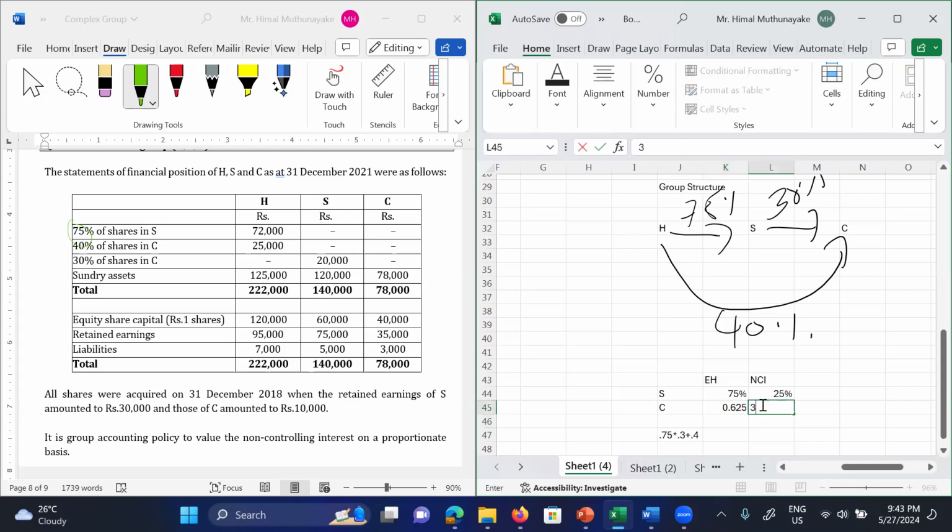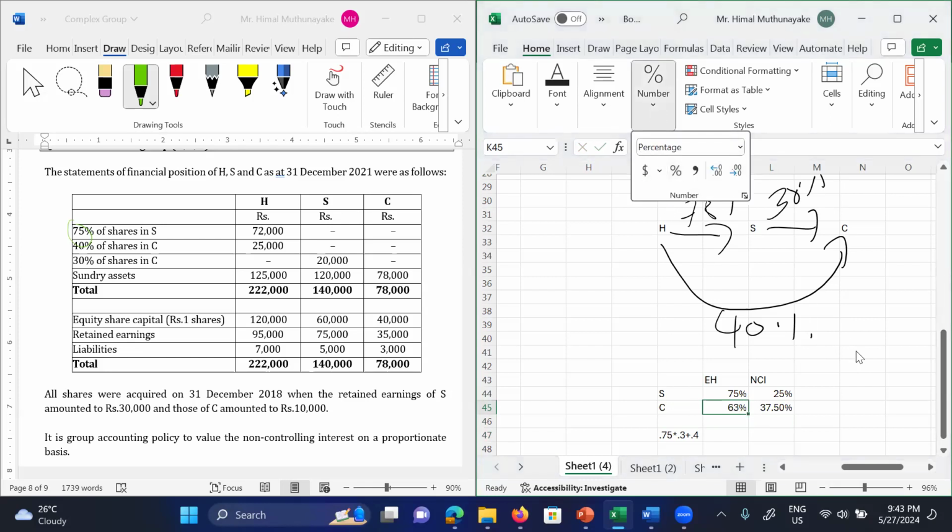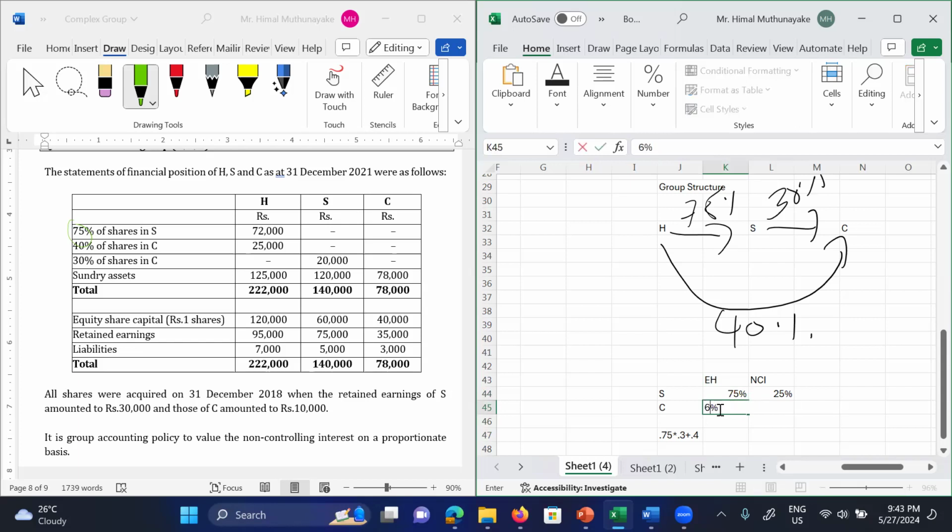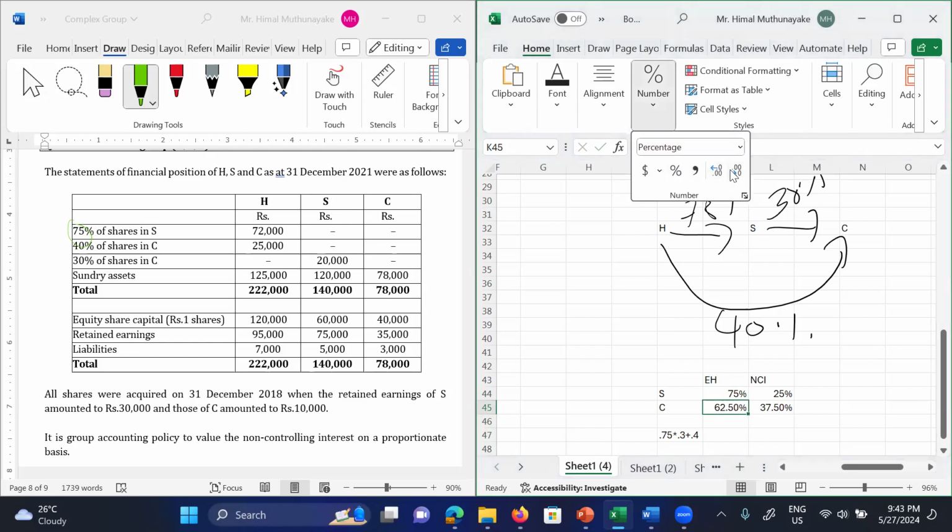That means 37.5 would be the NCI balance. So this is also a percentage. It is 62.5, and 37.5 is the NCI balance.